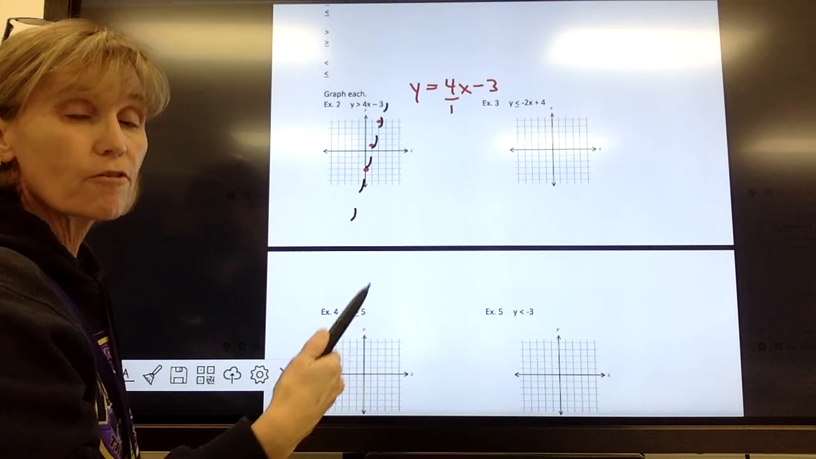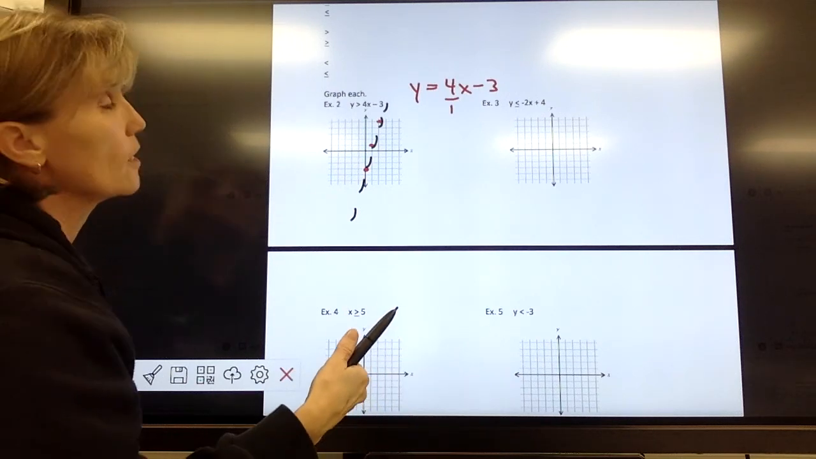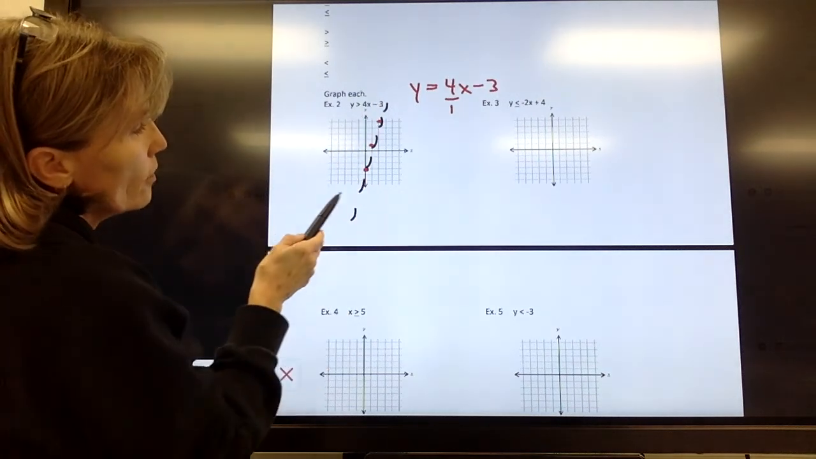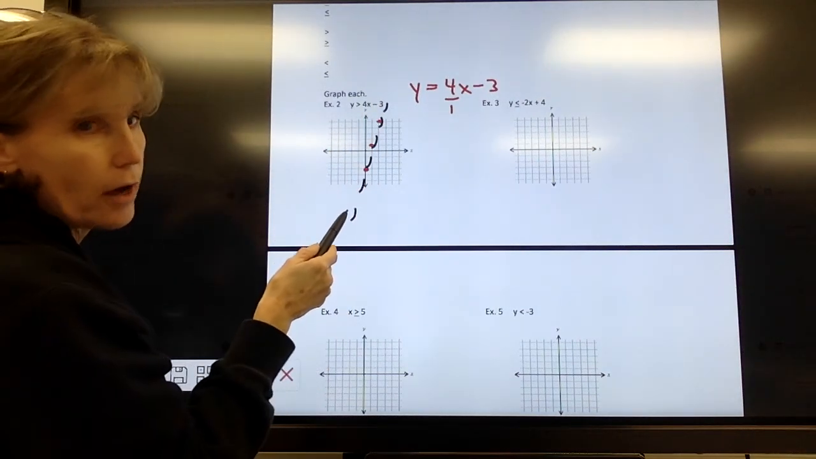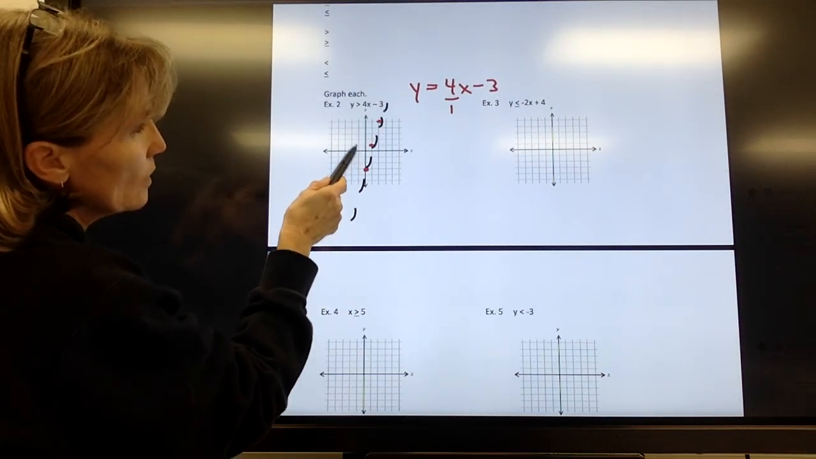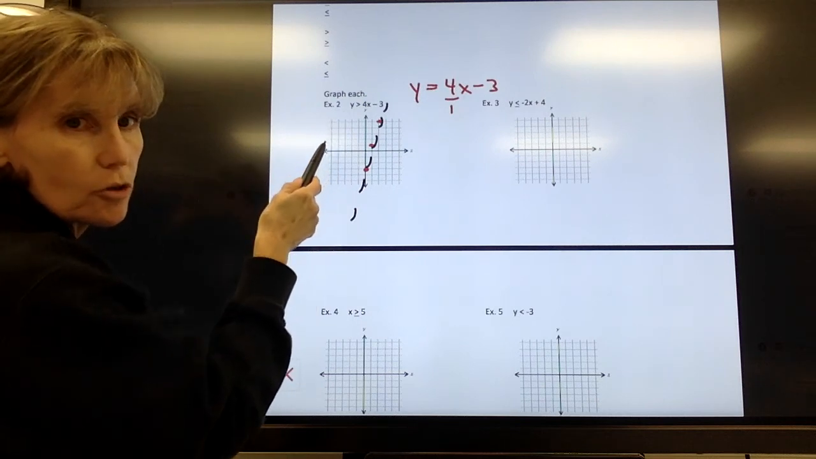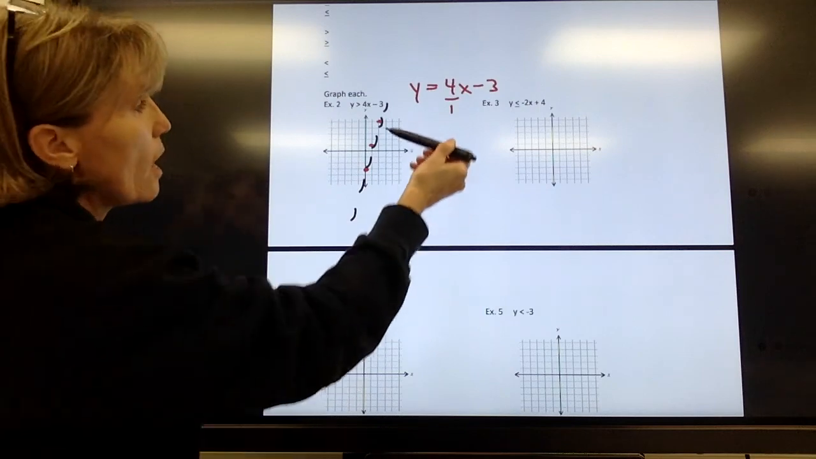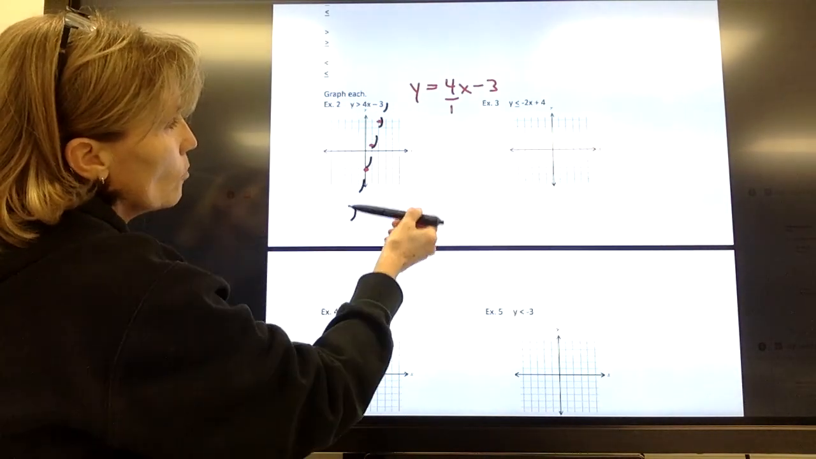Because remember, we're looking for all the ordered pairs that are a solution to that inequality, and there's going to be more than one. So to figure out where to shade, you want to choose a point that's not on your line. 0, 0 is the easiest value to plug in. So I'm going to use 0, 0, and I can do that anytime 0, 0 is not on the broken or the solid line that we use here.